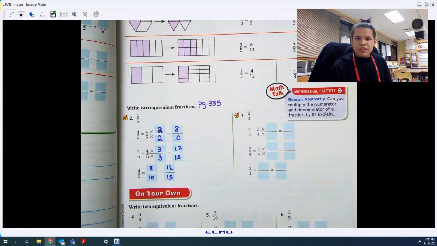Again, let's revisit your I can statement. Your I can statement is, I can multiply to generate equivalent fractions.